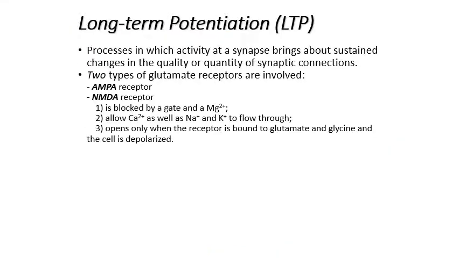Okay. It involves two types of glutamate receptors. We have the AMPA receptor. We're going to see that it is going to cause depolarization in the postsynaptic cell. Also located is an NMDA receptor. The NMDA receptor is unique in that it's blocked. It has a molecule of magnesium blocking this channel.